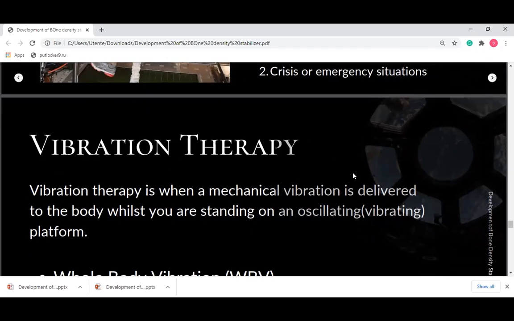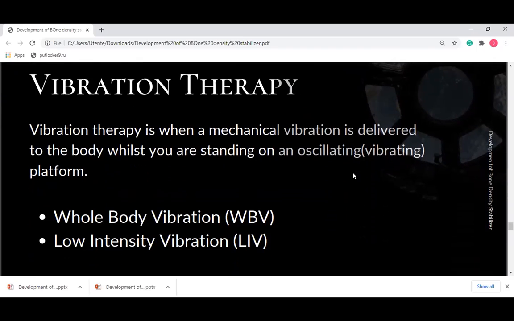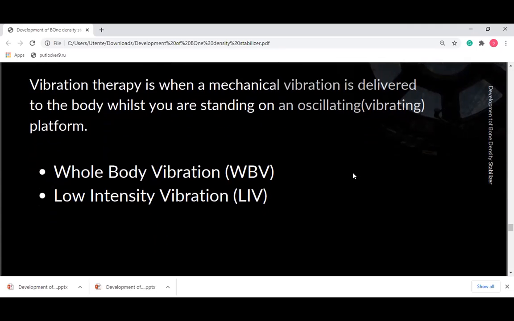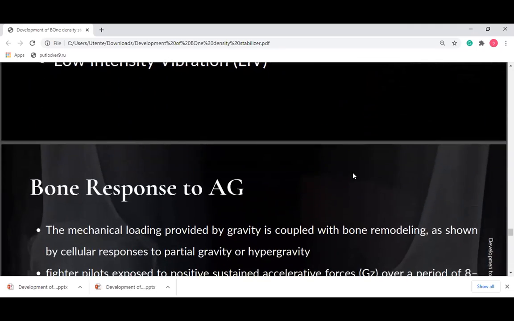Another therapy is vibration therapy. There are two types of vibration therapy: whole body vibration and low intensity vibration. It's equipment which gives a vibration to the whole body. You need to stand on it, and it starts vibrating. Due to the small vibrations, the whole body gets vibrated, and it's a kind of exercise for the body.